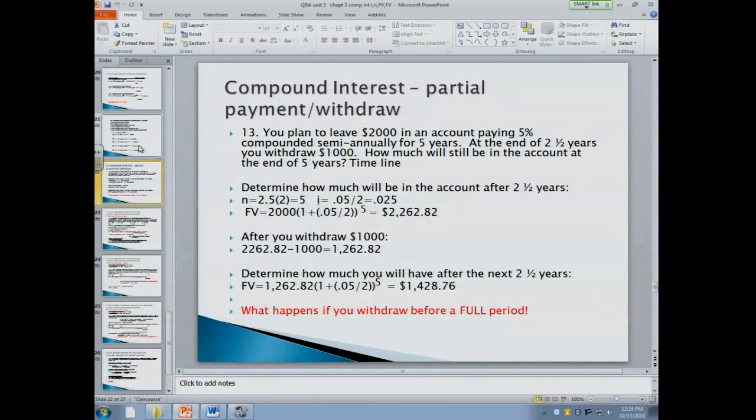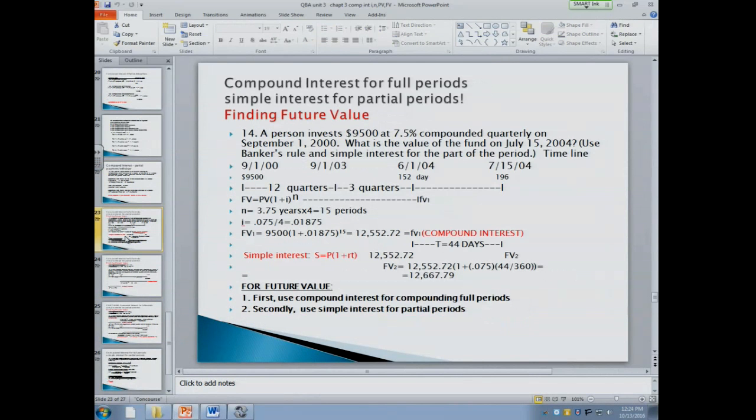Now, this is what I was talking about a minute ago. What happens if you withdraw before the full period? So number 14.